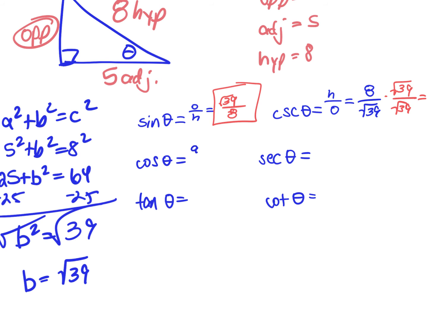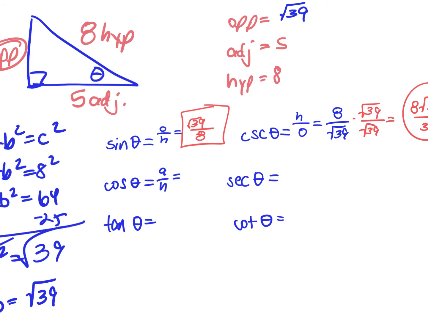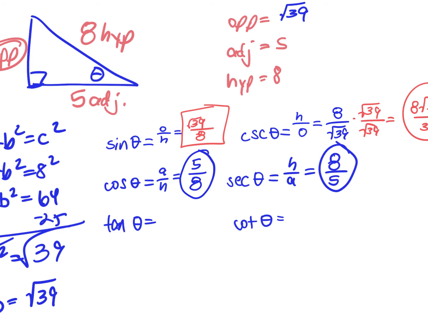Cosine is adjacent over hypotenuse. Well, what's your adjacent side? 5 over your hypotenuse is 8. Do I need to do anything? Nope. My reciprocal of cosine is secant, so it's hypotenuse over adjacent. What's your hypotenuse? 8 over your adjacent side is? Perfect. Good.